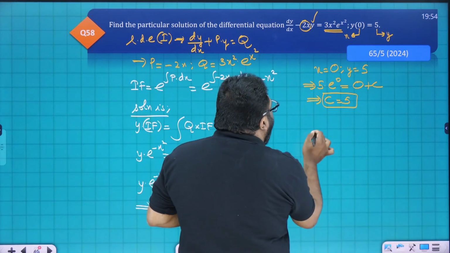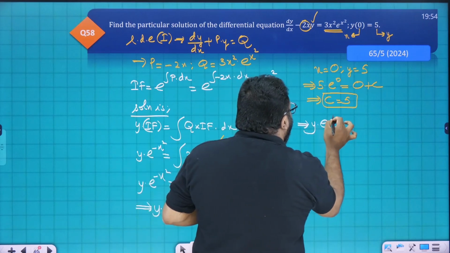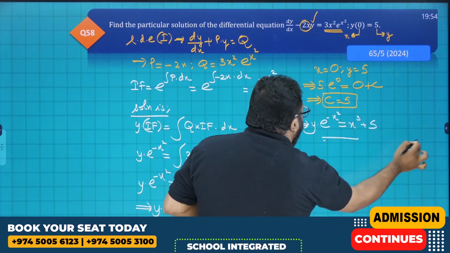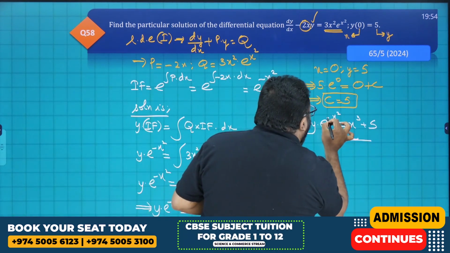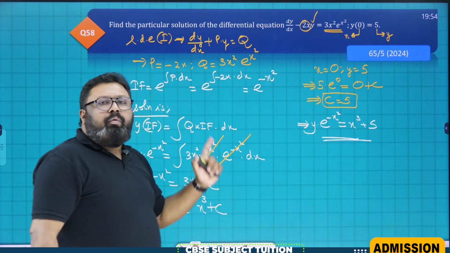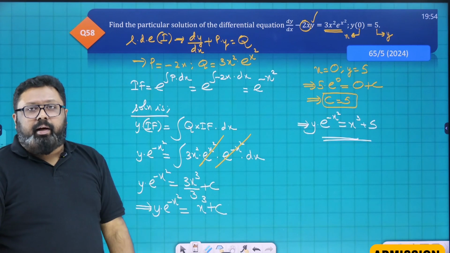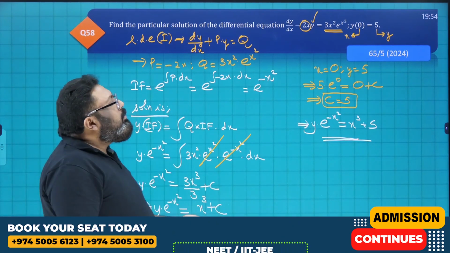Okay, so what is my answer then, my dears? Answer is y into e raised to negative x squared is equal to x cubed plus 5. Answer over. Final answer. So y into e raised to negative x squared is equal to x cubed plus 5. This is the particular solution of the differential equation, my dears. I hope it's clear to all of you. Yes. Moving on to the next question, my dears.